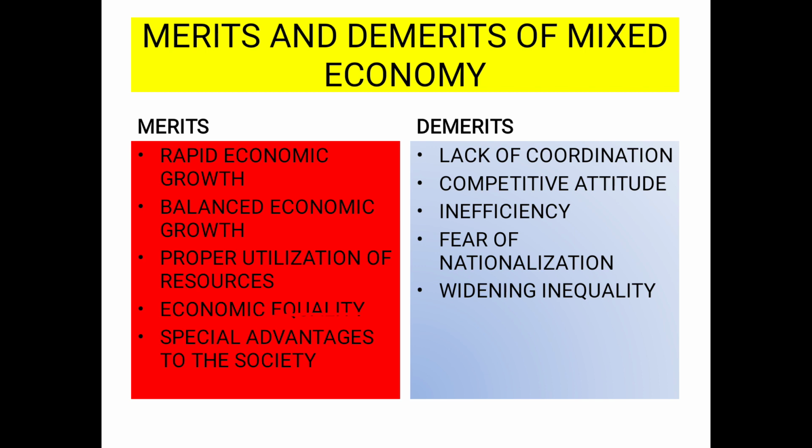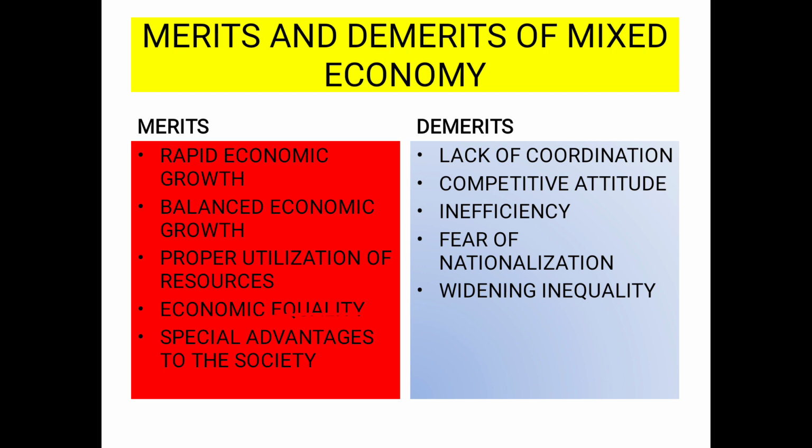Next one is special advantage of the society. The government safeguards. Okay, whom do they safeguard? The workers, and especially the people who come under the weaker section. Those who are getting minimum wages, rationing, establishing fair price shops through the public distribution system and social welfare. This we call special advantage of the society.